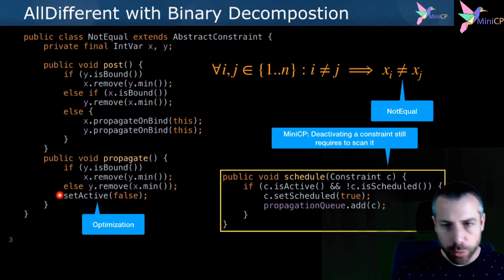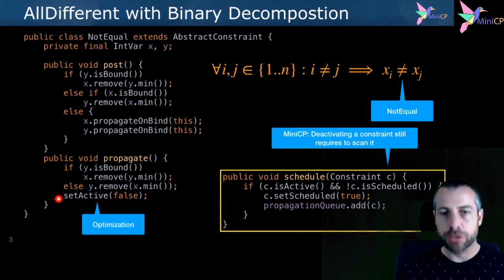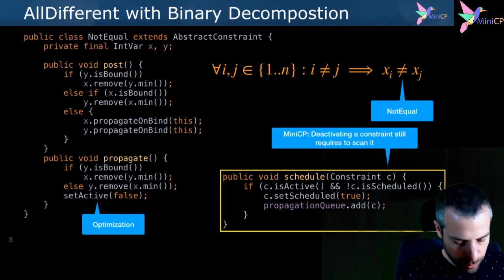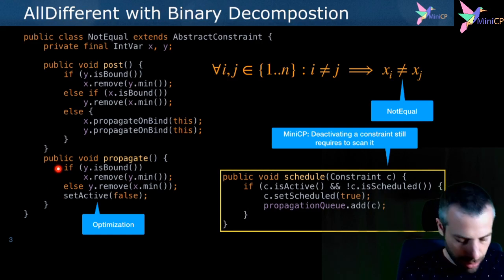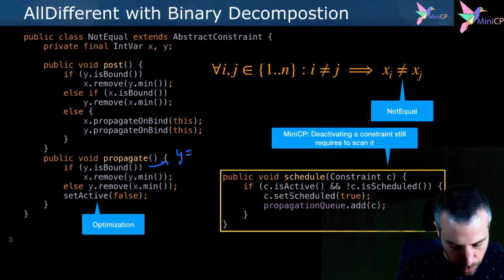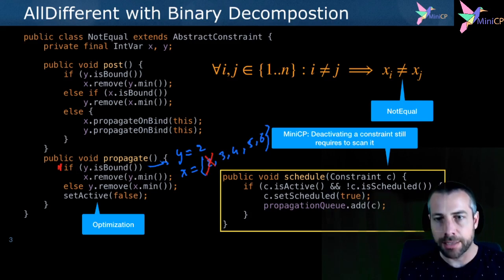With just one little detail, but quite an important one: we will deactivate the constraint in case one of these two situations happens. The optimization is useful because, assume for instance that y becomes bound, then you remove the value of y from the domain of x. Let's say that y is currently equal to 2 and the domain of x is 2, 3, 4, 5, 6. You will enter into this case, y is bound, and so you will remove the value 2 from x, exactly like this.